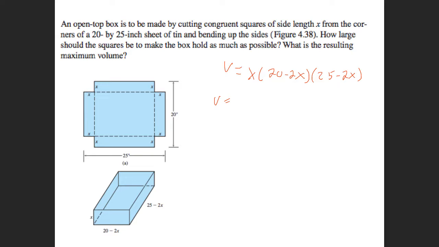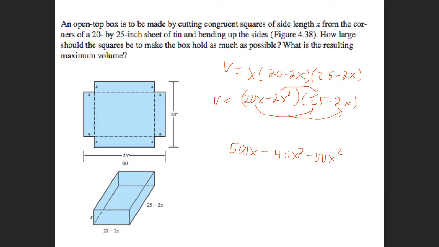So if I multiply the x through, I end up with 20x minus 2x squared times 25 minus 2x. Now I'm going to do FOIL. I'm going to just multiply this out. And that is going to give me 500x minus 40x squared. And I'm going to multiply this way. Minus 50x squared plus 4x to the third. If I add this together, I'm going to write it in standard form: 4x to the third minus 90x squared plus 500x, and that's what volume is equal to.